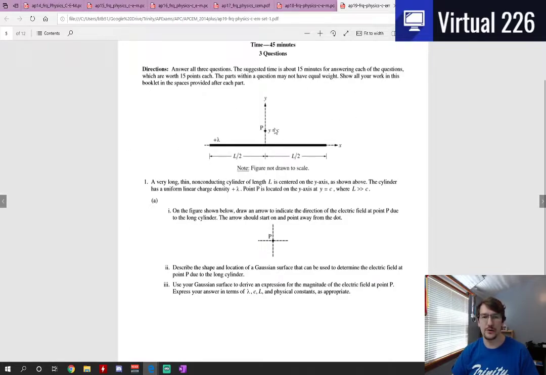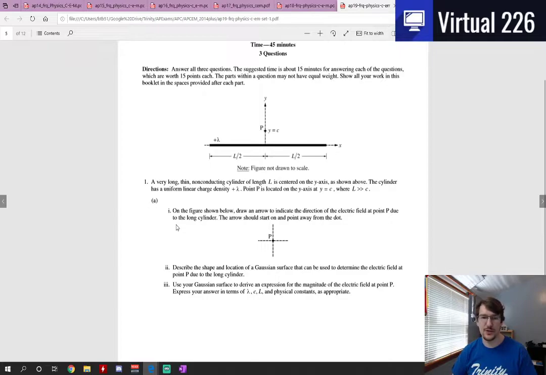So let's read through this question and talk about it, because that's really what we're going to have to do this year. Whenever we're answering these questions, we're going to have to talk about our thoughts. What we have is an infinite length, thin, non-conducting cylinder, well, I guess not infinite, but very, very long, of length L, centered on the y-axis as shown above. It's got a uniform linear charge density, and point P is located on the y-axis at some height C. And L is much, much greater than C here.